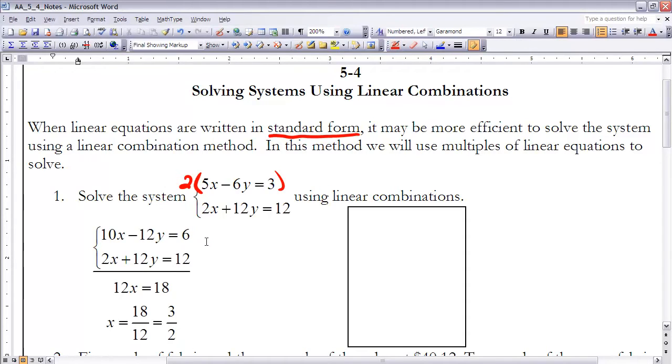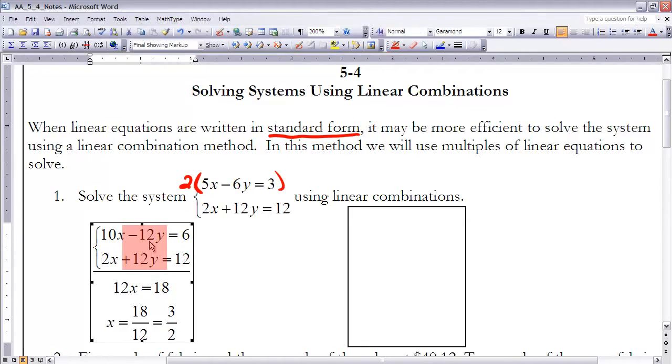So I've taken the top equation and multiplied through by 2, and the new top equation would be 10x minus 12y equals 6. Remember, that's an equivalent equation because all I did was multiply both sides by the same thing. Now if I add these two equations together, my positive 12y and negative 12y are going to cancel out. So I'm left with, on the left side, 12x, and on the right side, 18. So I get 12x equals 18, and then I can divide both sides by 12. 18 divided by 12 is equal to 3/2. Therefore, my value of x is 3/2.